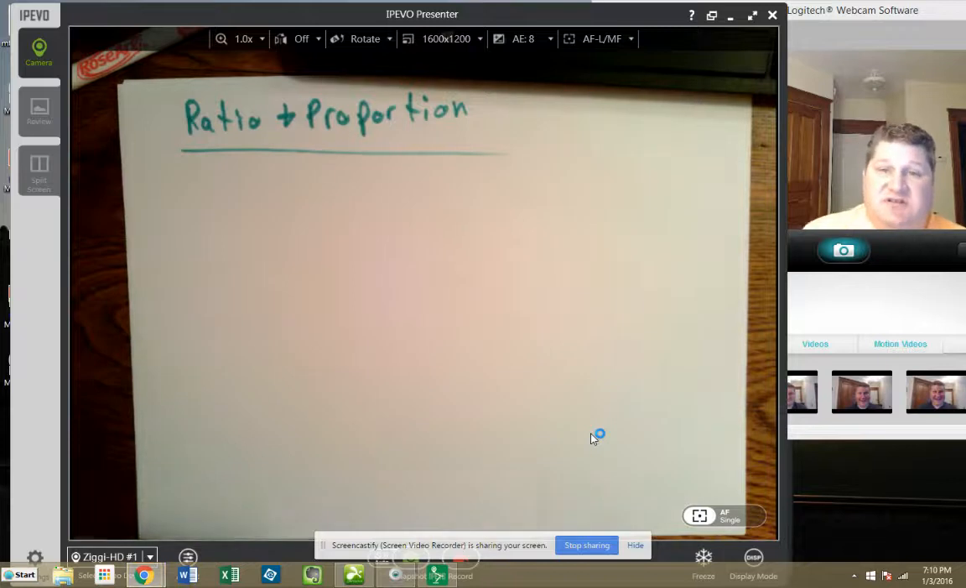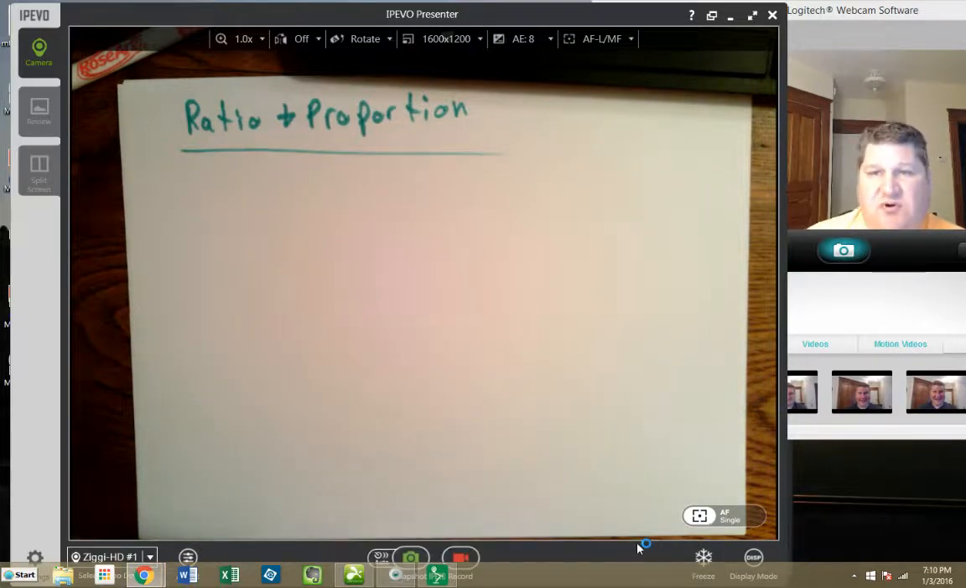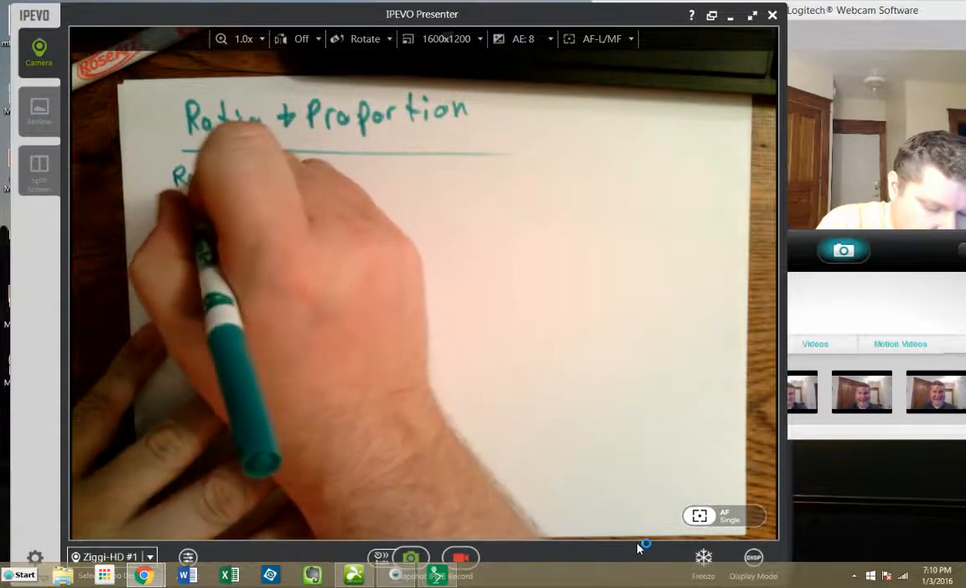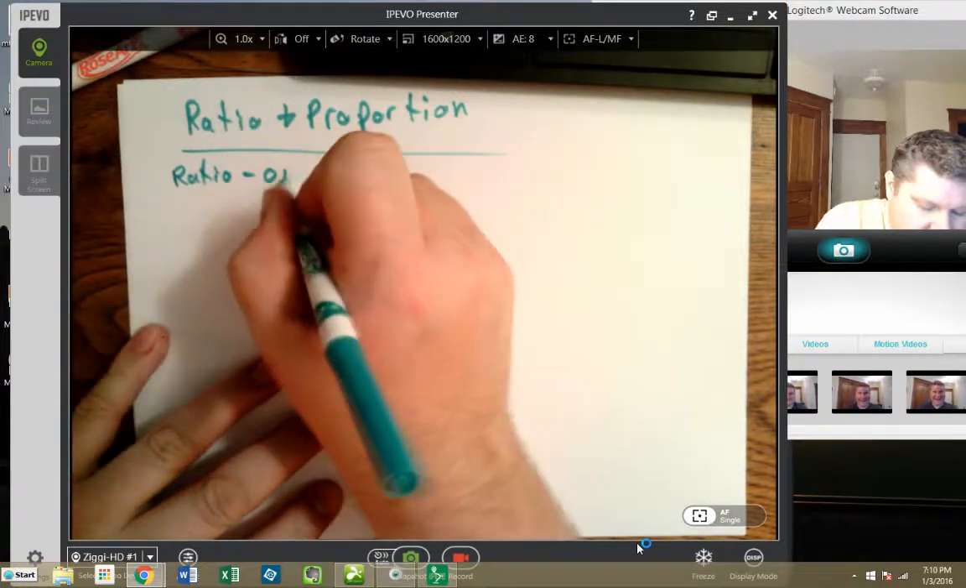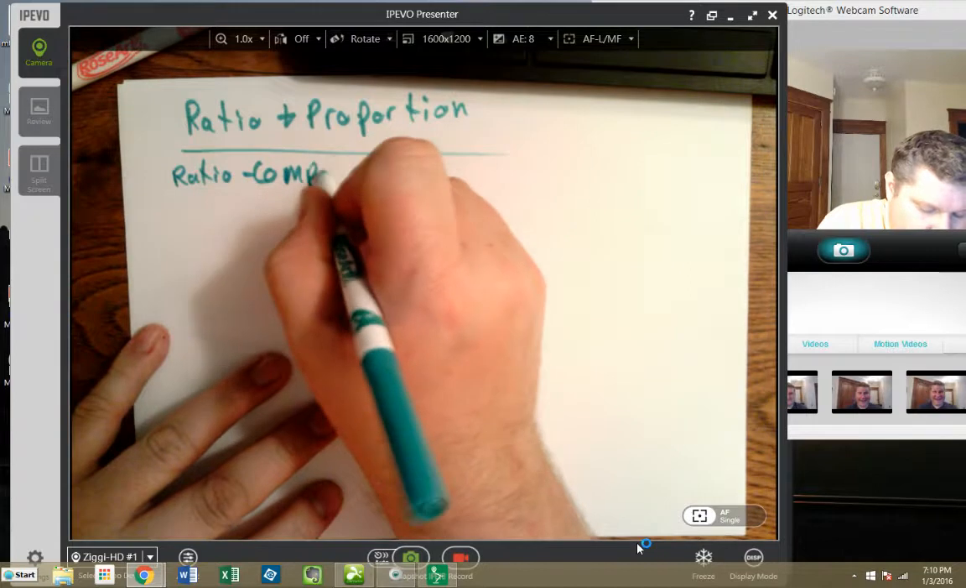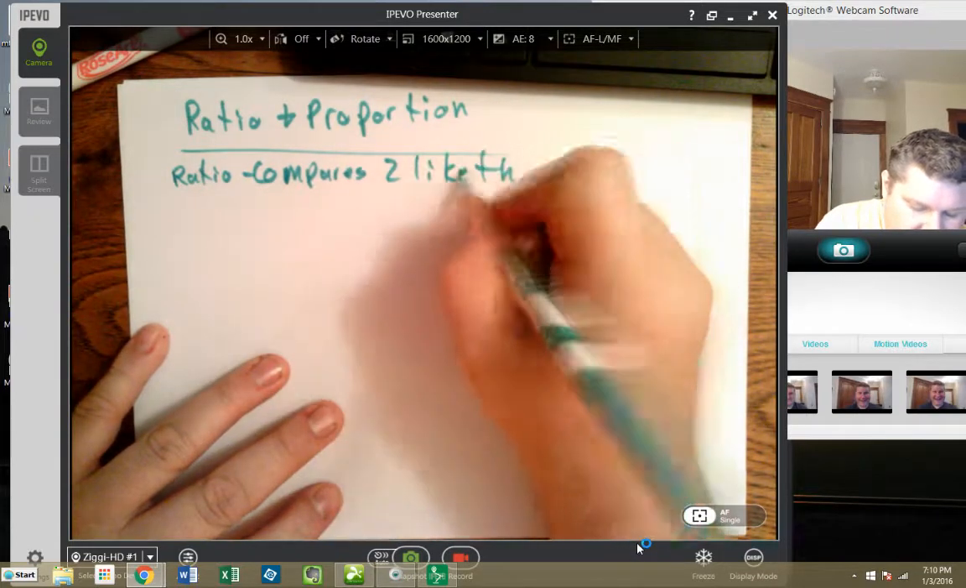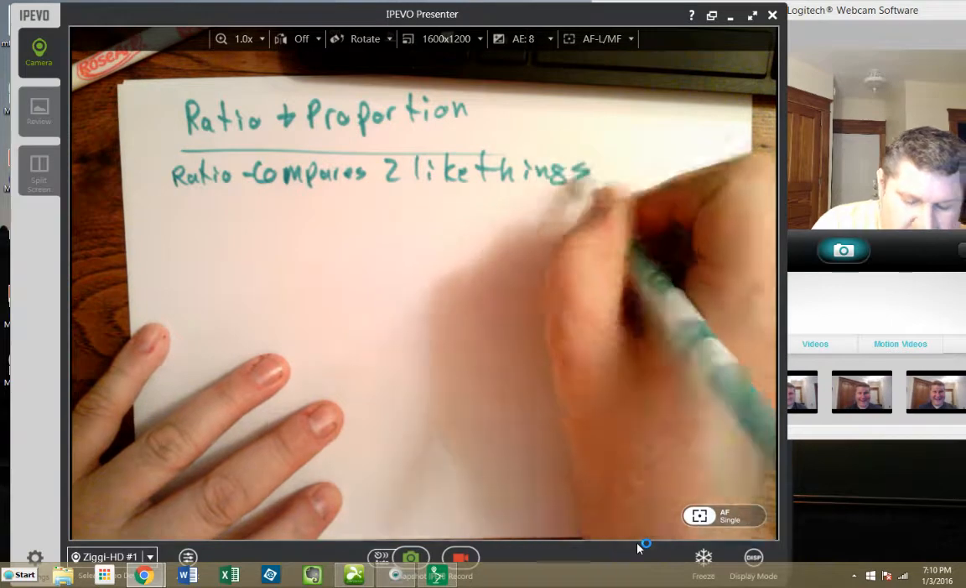Okay, ladies and gentlemen, let's take a look at ratio and proportion. Now, obviously, a ratio compares two like things. Two like things.